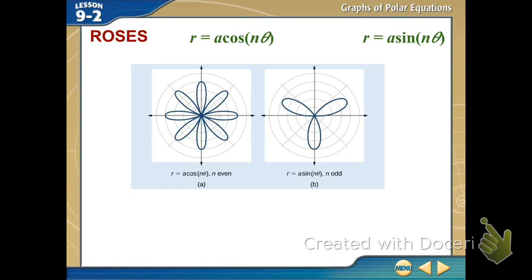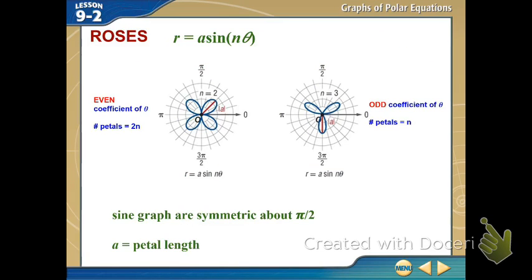To know that something is a rose, it's going to have a leading coefficient, right? But then you'll notice that there's a coefficient for theta. We're going to spend a lot of time looking at this, the coefficient of theta, because it's actually going to drive the number of petals that we have. So first let's look at sine flowers, or sine roses.